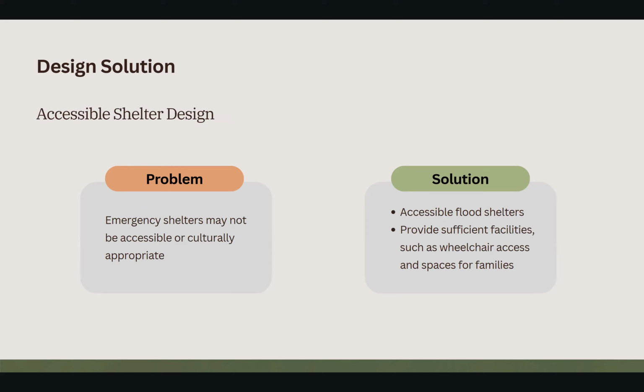The second one is the accessible flood shelter. While an emergency shelter may not be accessible or culturally appropriate, shelters can provide sufficient facilities such as wheelchair access and family spaces, and reflect cultural sensitivity. This should feel safe and not just be a functional shelter.